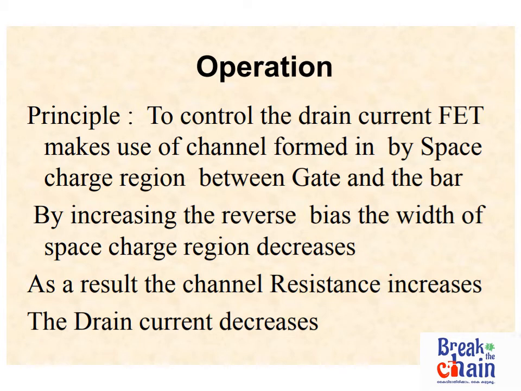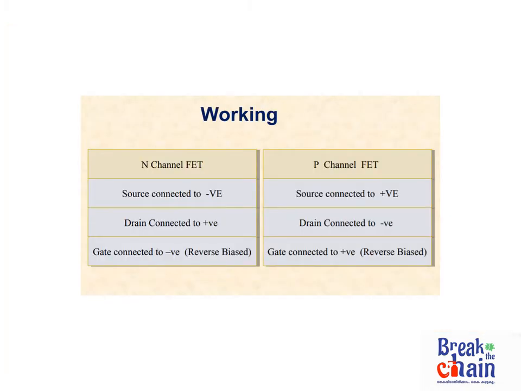Operation. To control the drain current, FET makes use of the channel formed by the space charge region between gate and the bar. By increasing the reverse bias, the width of the space charge region decreases. As a result, the channel resistance increases, and the drain current decreases.